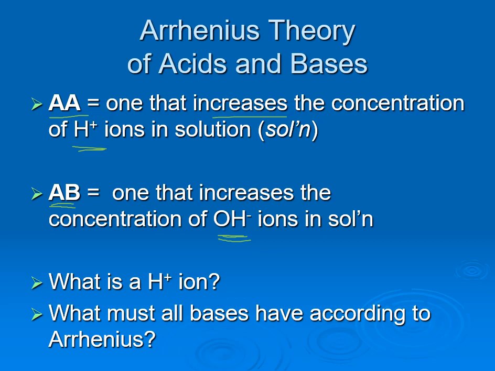Now think about this. What is a hydrogen ion? Well, think about a hydrogen atom. If you have just a proton and you have an electron that orbits, and you remove the electron, what do you have left? You have a proton. So a hydrogen ion literally is just a proton. I find that amazing. Even though it's very simple, I still find that amazing. So what must all bases, according to Arrhenius, have? They must have hydroxide, or in some rare cases, the ability to form those hydroxide ions.